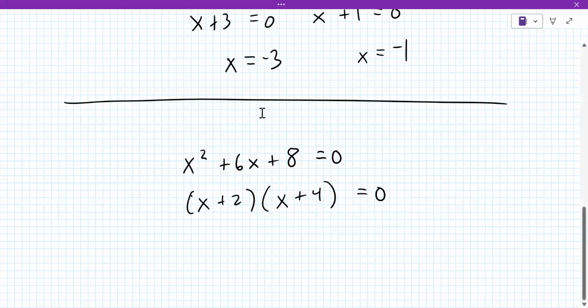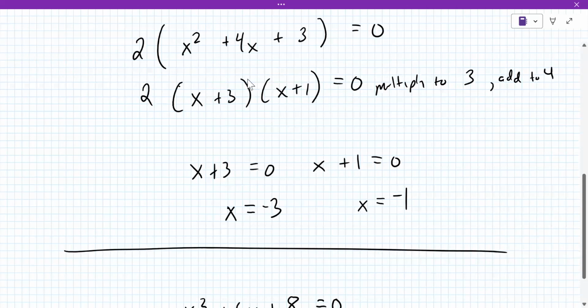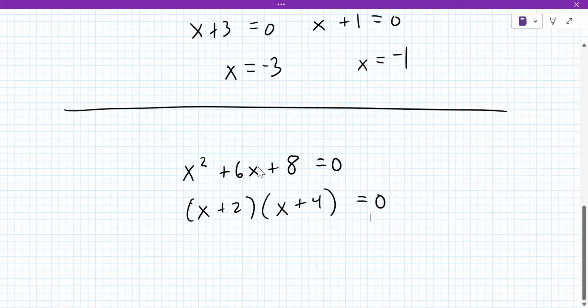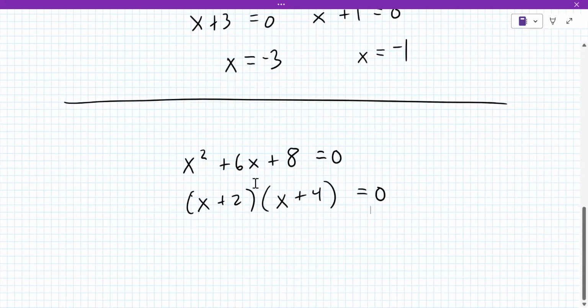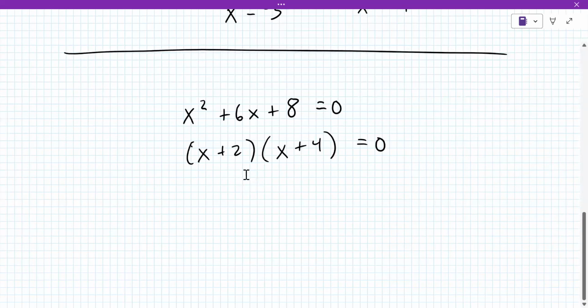What did we do in the previous problem once we had these binomials? You've got to put 0 on the other side, equal it out. Yes, I'd like you to do that and figure out the X. X equals -2, X equals -4. Okay, very good. All right.